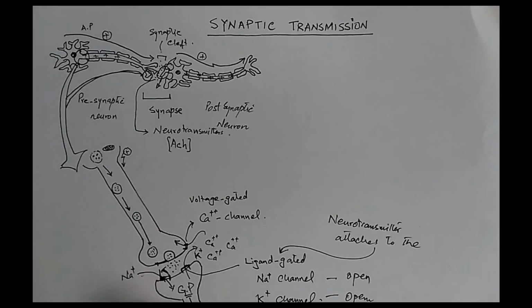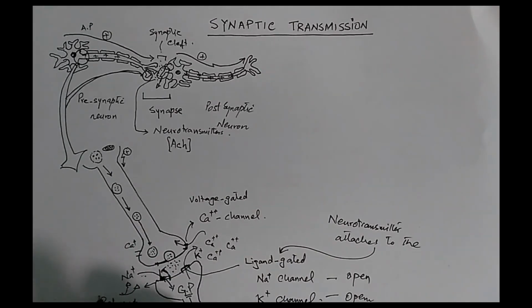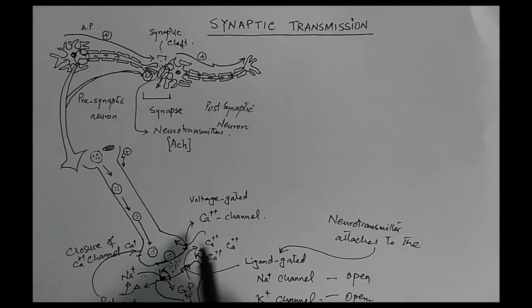Once that action potential is generated, the postsynaptic dendrite releases retrograde proteins that go and attach to the calcium channel, resulting in the closure of calcium channels, so that the diffusion of more calcium ions is stopped and ultimately the release of more neurotransmitter is stopped. This is the negative feedback mechanism.